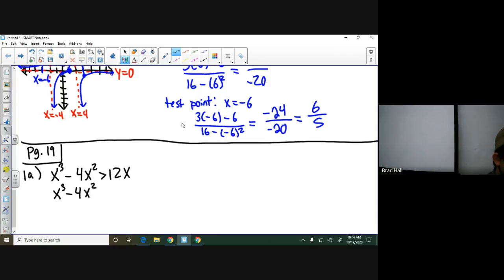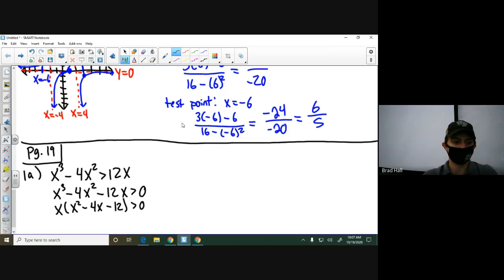So let's go ahead and move the 12x over, which means I would subtract 12x on both sides, and we get exactly here. Now that everything's on the same side, we can factor as much as we can. The first thing you may notice is that all of these terms have an x in common. So we can factor out the x to get x squared minus 4x minus 12 is greater than 0. That's the first step, because they all had an x in common. Notice after I factored out the x, it is still there, and each subsequent term now has one less x.